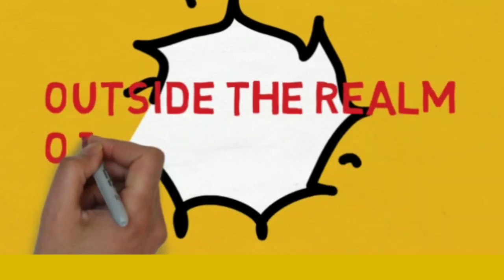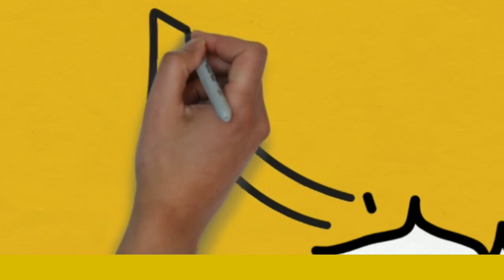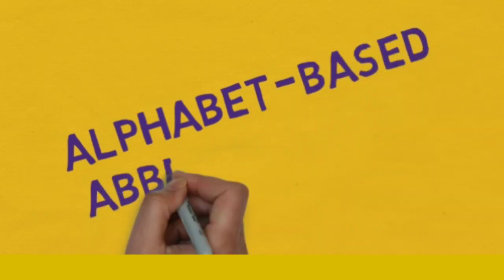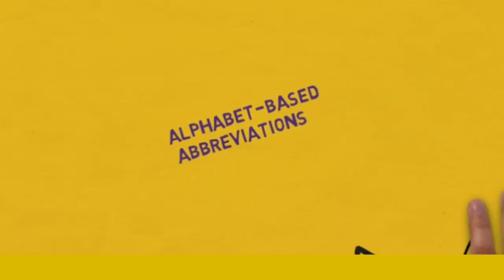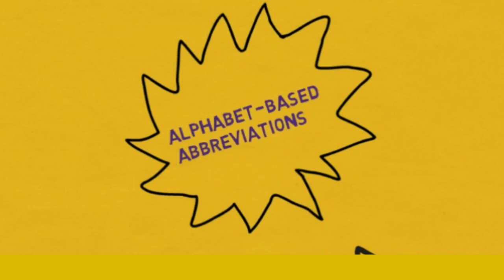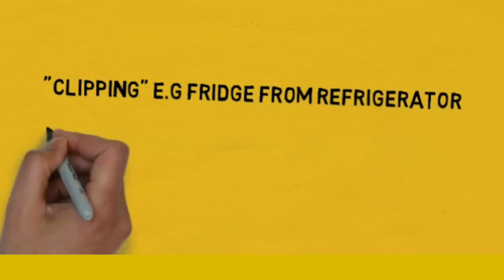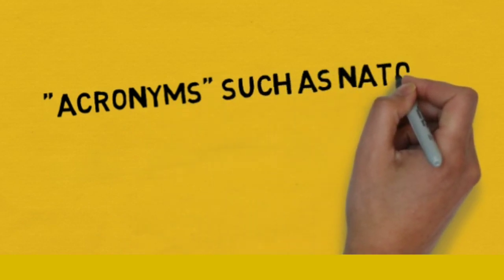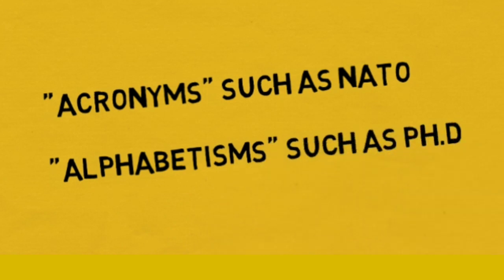Outside the realm of morphology, it's about alphabet-based abbreviation. It contains, first, clipping: fridge from refrigerator, and exhale, smoke. The second is acronym, NATO, and alphabetism such as PhD.